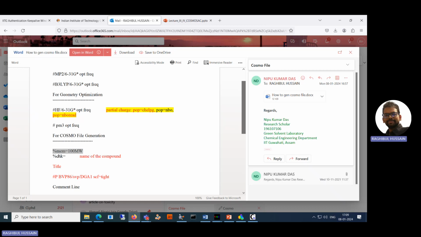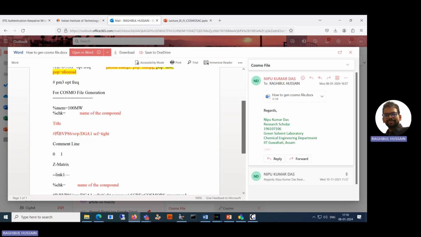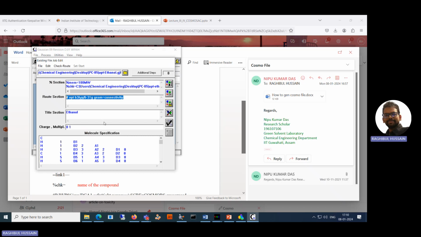Write this command, percent M equal to 100 MW, and paste here. In that, just above the percent checkpoint, paste this command, percent M. Just above it. I don't know, people are not able to see it from the back. Then in the route section, just write this one. Route section, write it as it is.